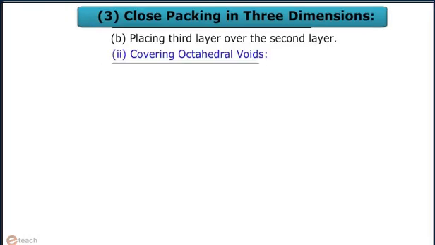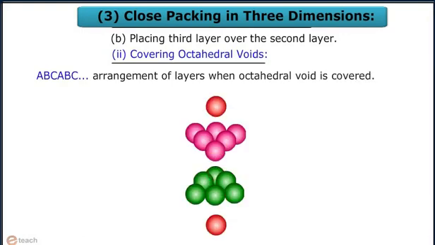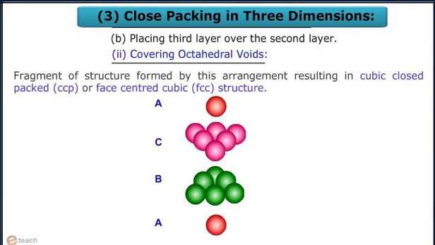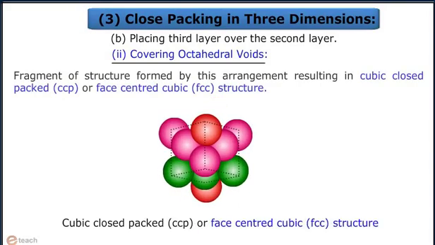The second one is covering octahedral voids. This gives an ABC type of arrangement of layers when the octahedral void is covered. The fragment of structure formed by this arrangement results in the cubic close-packed or face-centered cubic structure, that is FCC.